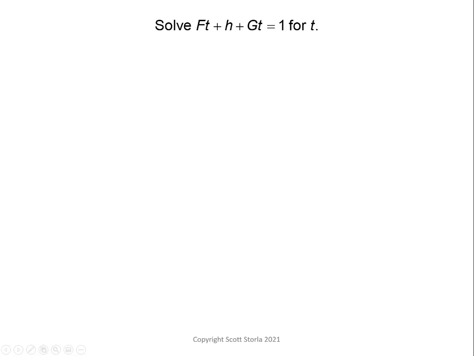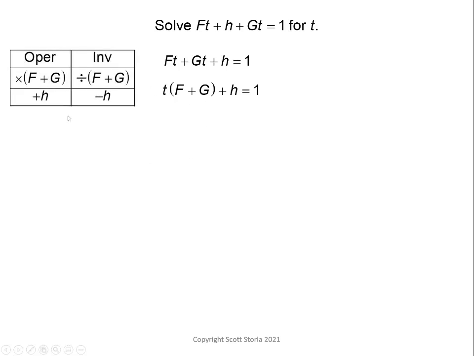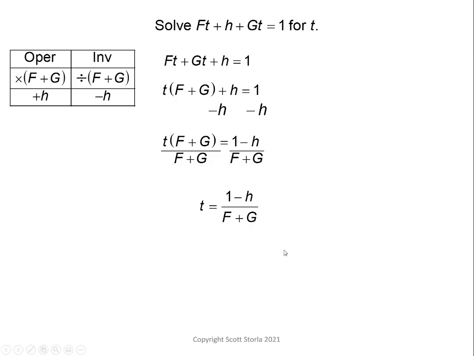And here's the last one. After rearranging my terms and factoring out my GCF, I have a product and a sum. I subtract and divide to undo those operations. Subtracting first and dividing second, I get this expression.